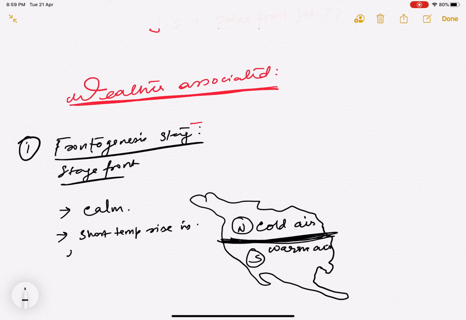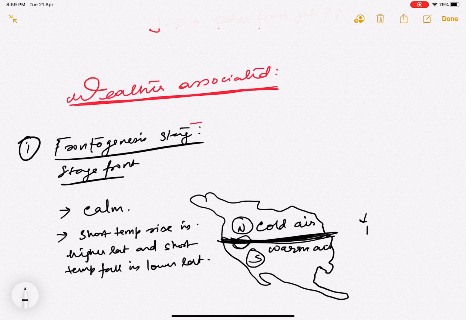However, there was a short temperature rise in the higher latitude and a short temperature fall in the lower latitude. What does this mean? It means that though the fronts are completely separate, there are certain areas where there was an intermingling of the fronts, in the first stage itself, in the stage of frontogenesis. And in certain areas, what happened?